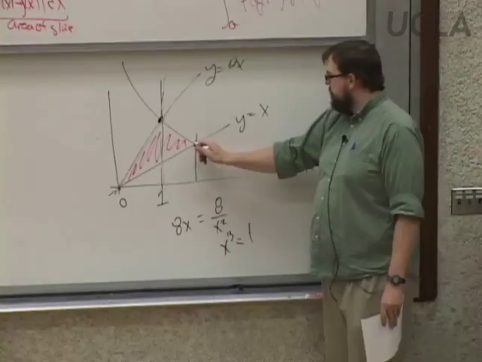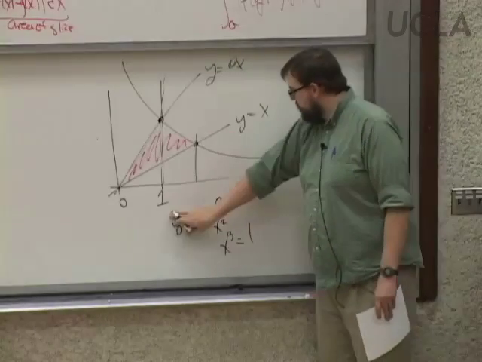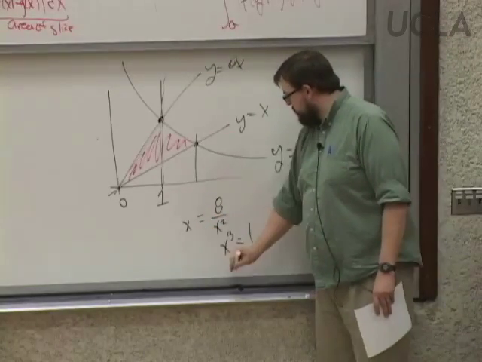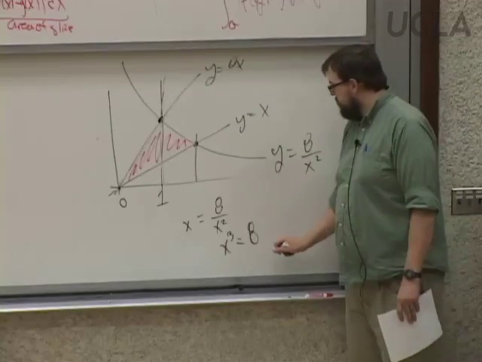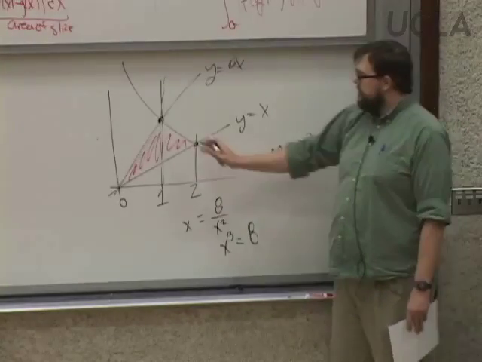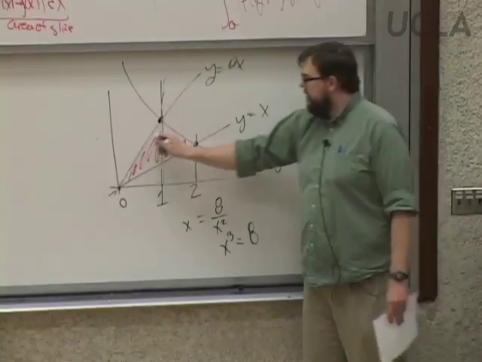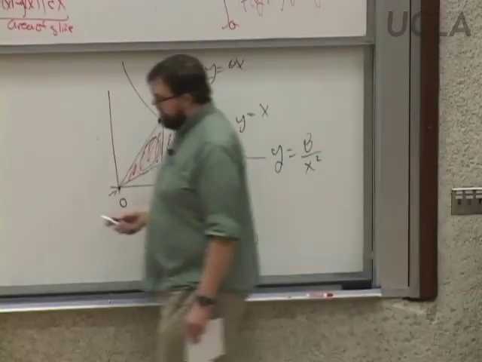Okay, how about here? Well, I need to figure out where the intersection is when x equals 8 over x squared. That's the same as saying x cubed equals 8. And so that's at x equals 2. So my second integral will be from 1 to 2. So I'm finding the area first here, find the area here, and then I just add the two areas together.